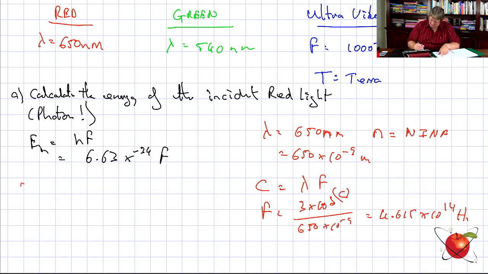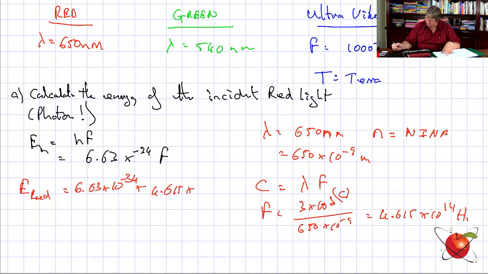So therefore, the energy of the red photon is going to be 6.63 times 10 to the minus 34 multiplied by 4.615 times 10 to the 14, which gives me 3.06 times 10 to the minus 19 joules. And yes, you would be correct in saying that that is a very, very small amount of energy. It is. Okay? We're going to see what that can do now, though.